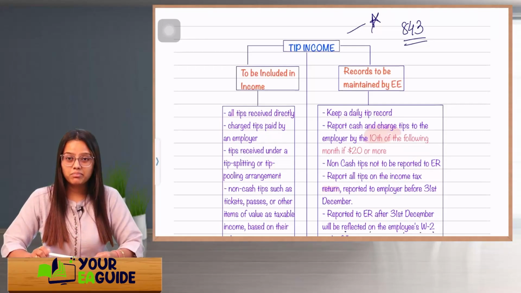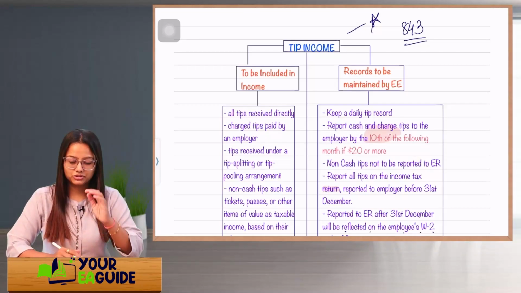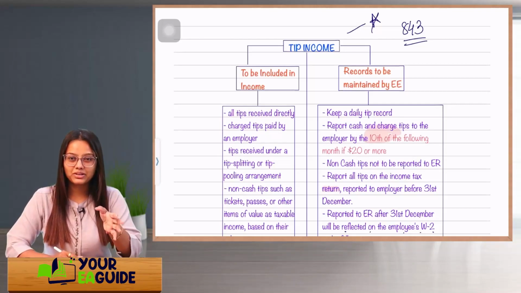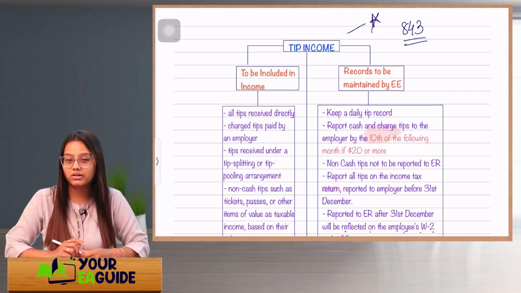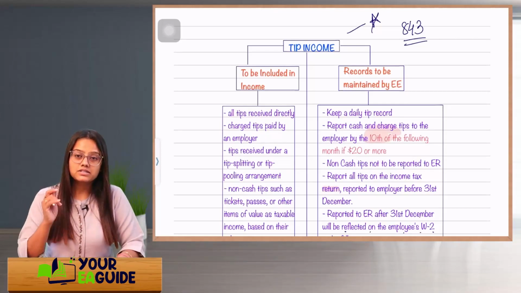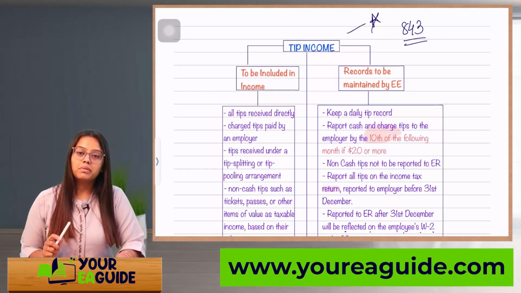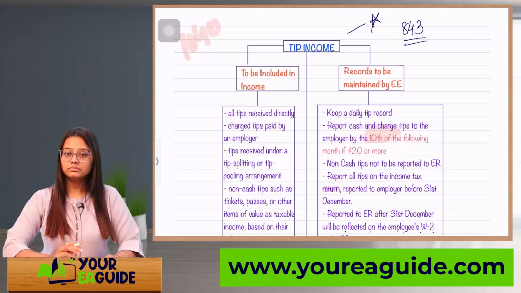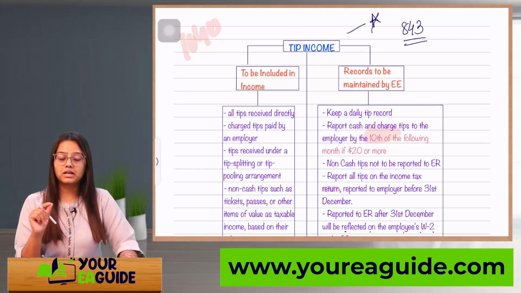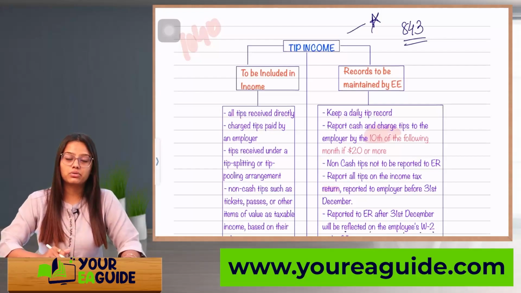But let's say your monthly tip income is less than $20, no need to report it to the employer. But that doesn't mean that, if you're not reporting it to the employer, it's not your income. It still needs to be included in your 1040. When you prepare a 1040, include it in the first line. Wages, salaries, tips, commission, all those things are included over there.